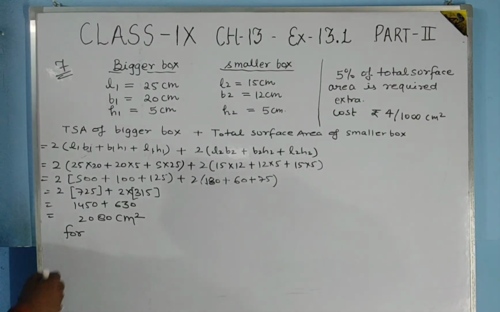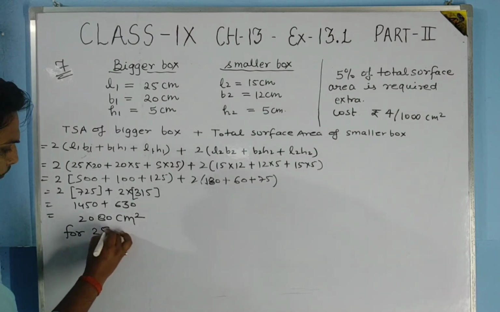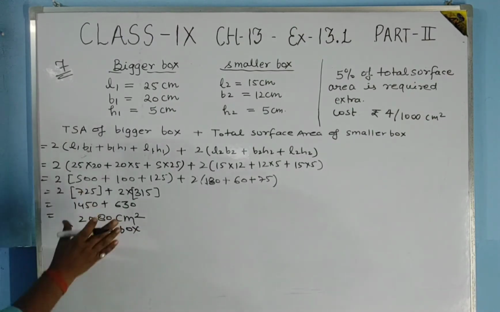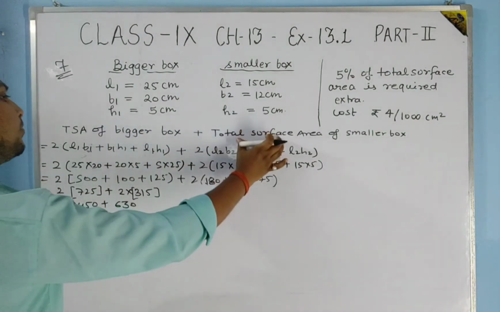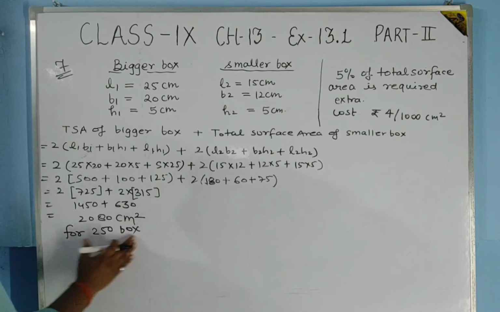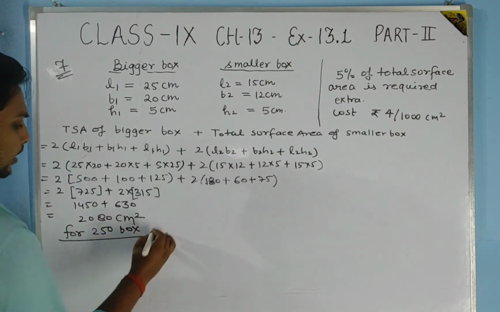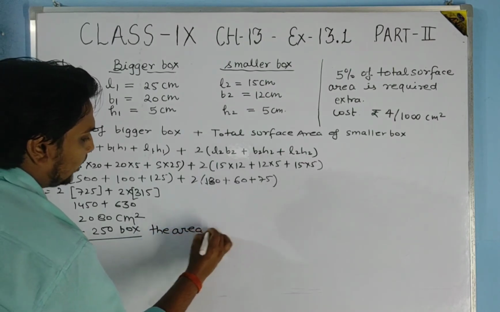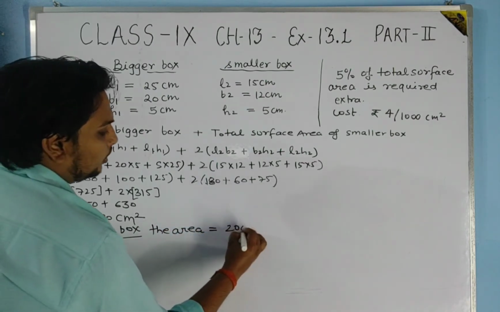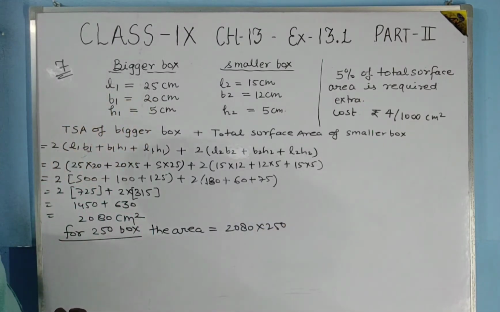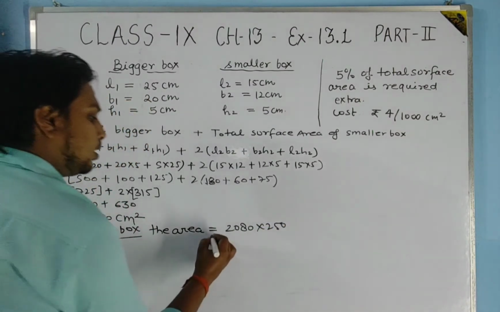So students, we have to multiply by 250. See, 250 of bigger size and 250 of smaller size. We can take 250 as common, and for 250 boxes we can find the area required. It will be 2080, and we have to multiply it by 250. Okay, so how much will it be?